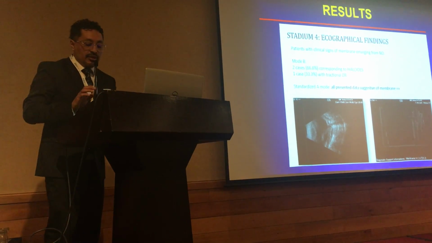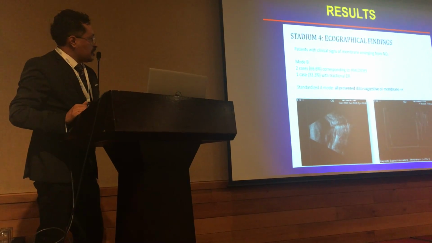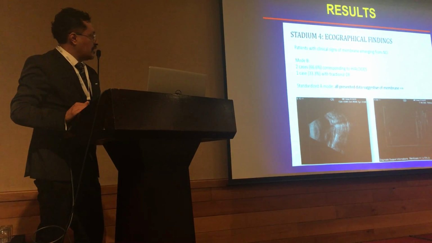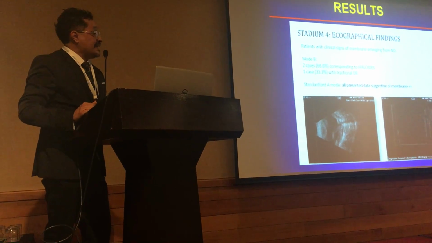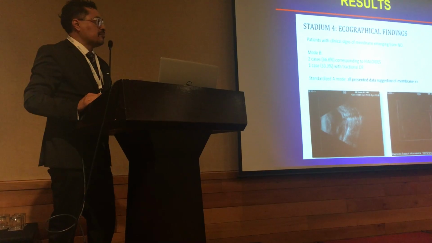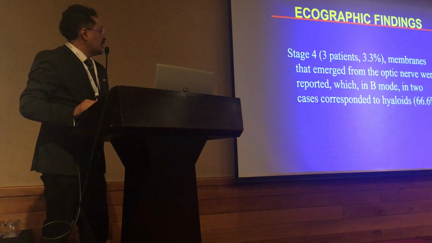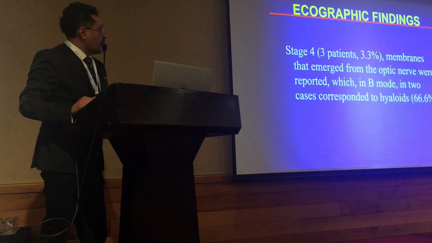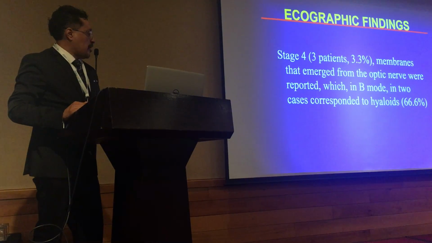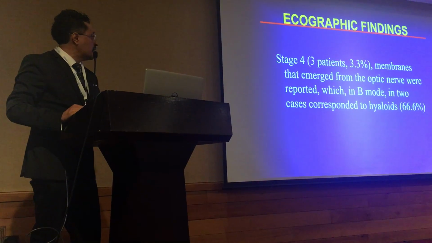Well, what we found in B mode, 2 cases corresponding to hyaloids and 1 case corresponding to tractional retinal detachment. In standardized A1, all present membrane 2 crosses. That means we didn't find any A1 positive retinal detachment. This is the result of stage 4, yes? And all the membranes emerged from the optic nerve that we report, and all were found like hyaloids.